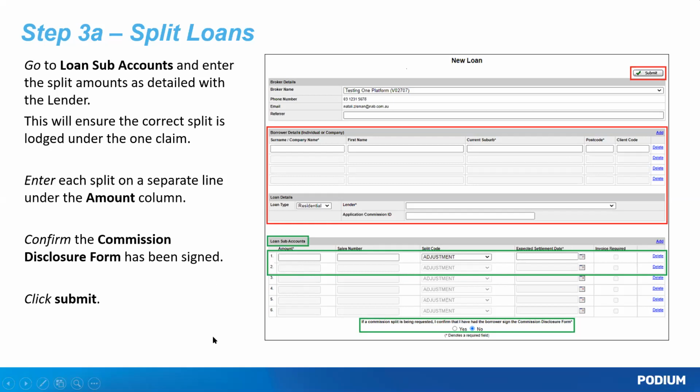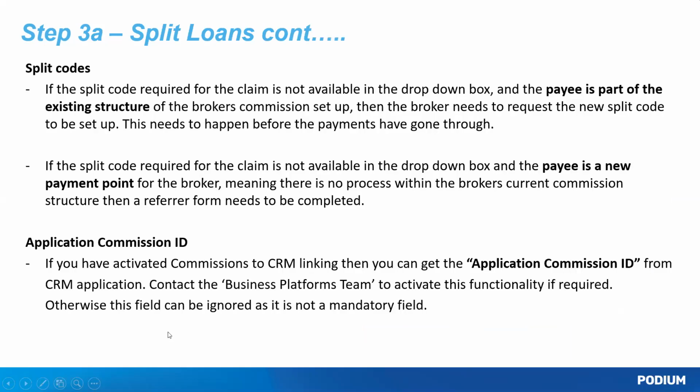You need to confirm that the commission disclosure form has been signed as detailed down here. Once you are satisfied that your entire commission claim is correct, return to the top right-hand corner and click on the Submit button.